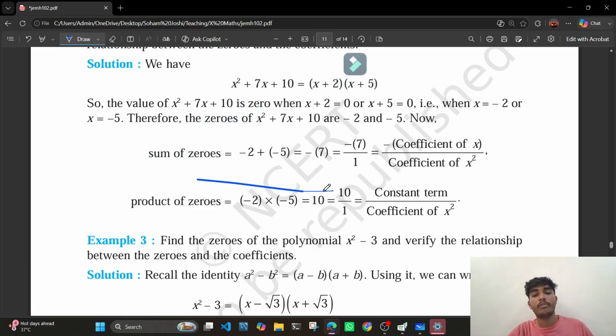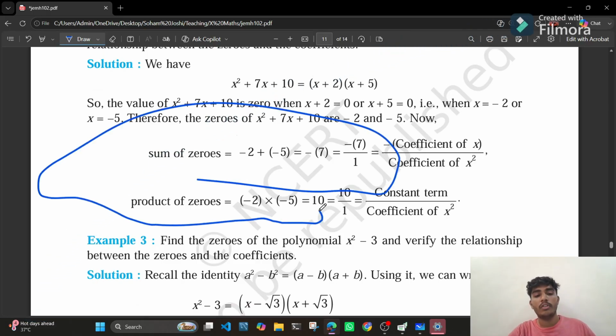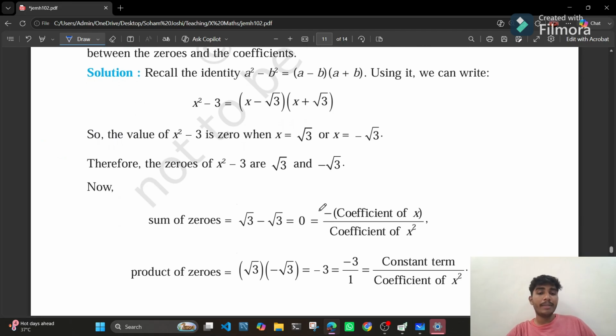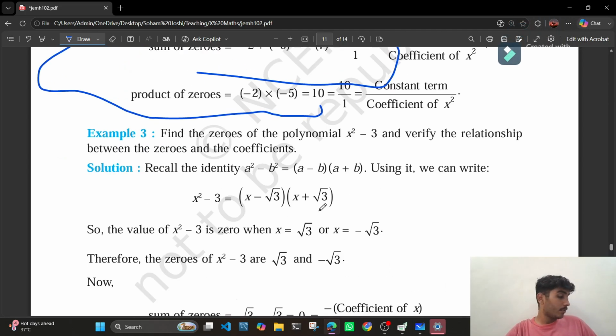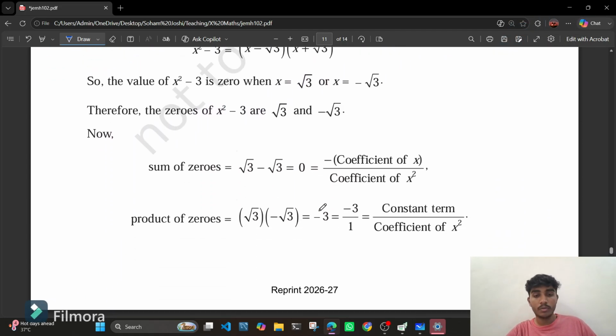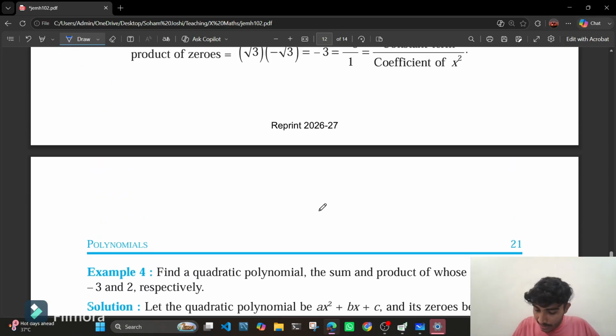Here also you can see that the sum of zeros was -7 and the product of zeros was 10. I hope this is understood and we can move further. Also, I'd like to tell you how we write a quadratic equation.